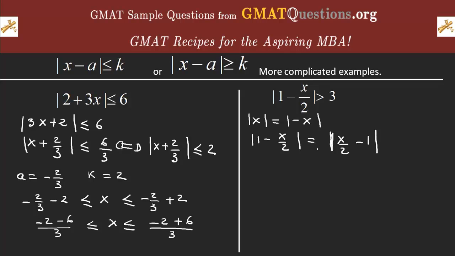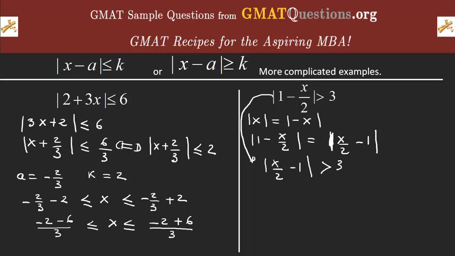I will not emphasize this too much. I'm sure you understand what I did here. Remember that x over 2 minus 1 is the opposite of 1 minus x over 2. So because of this particular formula, you should know that this is equal to that. So we're going to transform this into something different. This is the same as the absolute value of x over 2 minus 1 greater than 3.